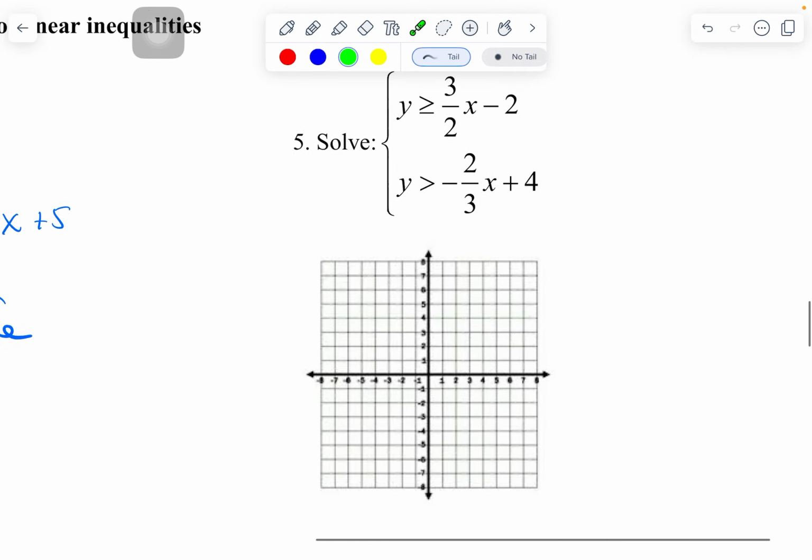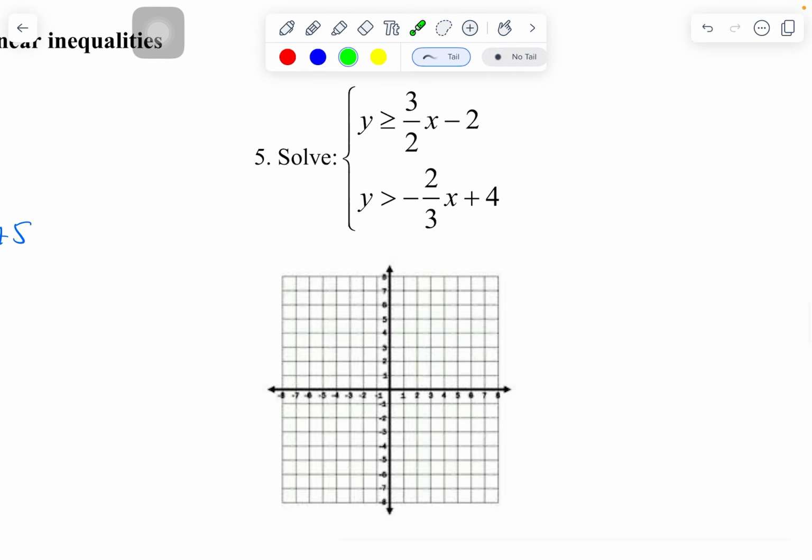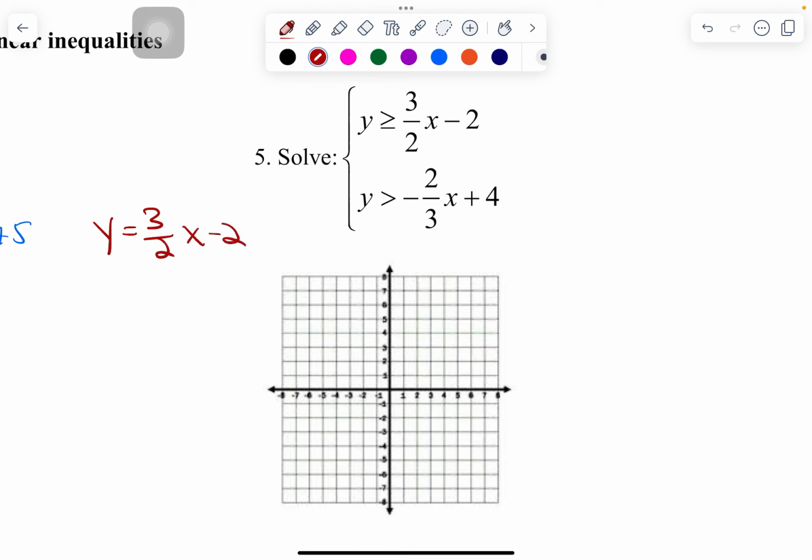Let's slide on over to problem number 5 and do the exact same thing. All right, so first, I'll do red and blue again. So first boundary line, let's do y equals 3 halves x minus 2. So starting off at negative 2, up 3, 1, 2, 3, over to the right 2. 1, 2, 3, 1, 2, 1, 2, 3, 1, 2. All right, so boundary line, that's going to be solid.